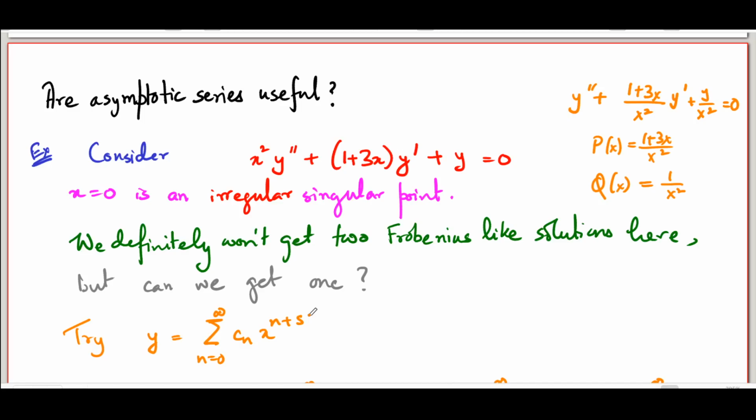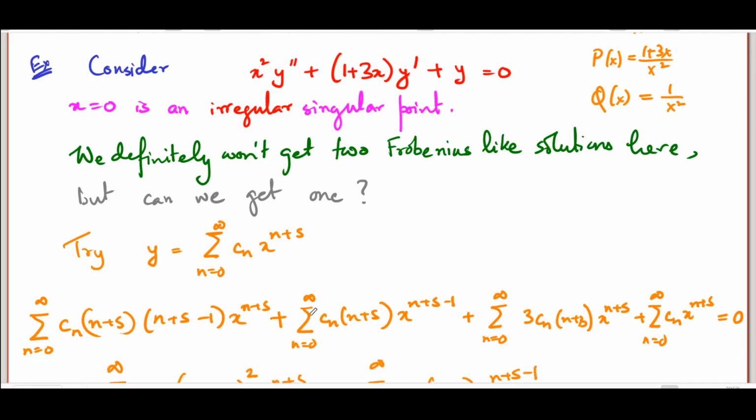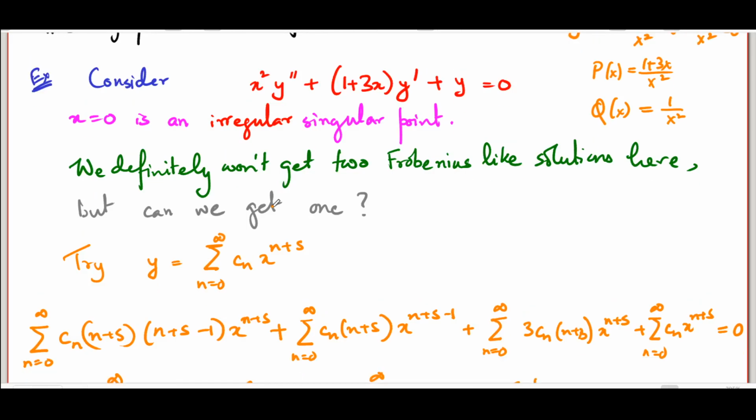Now you all know how you actually use a solution like this. At least I'm assuming you have studied this in your first year or second year mathematical physics class. What you do is, y being this immediately tells us that y prime is the sum of (n plus s) c_n x to the n plus s minus 1, from n equals 0 to infinity. Y double prime is the sum of (n plus s)(n plus s minus 1) c_n x to the n plus s minus 2, from n going from 0 to infinity. And we plug those things back in the equation.